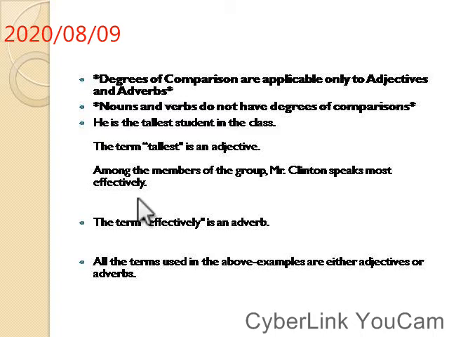Now, degrees of comparison are applicable only to adjectives and adverbs. Nouns and verbs do not have degrees of comparison. Okay. He is the tallest student in the class. This tallest is an adjective. Among the members of this group, Mr. Clinton speaks most effectively. Effectively is an adverb. All the terms used in the above examples are either adjectives or adverbs.